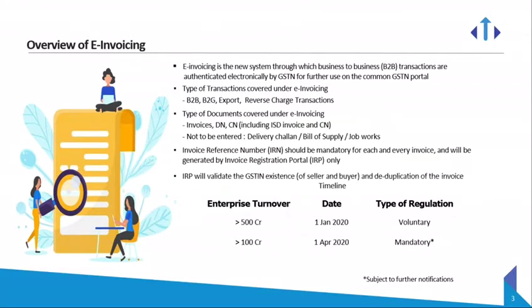In e-invoicing, the government has identified one IRP portal, which is known as the Invoice Registration Portal, that is being handled by NIC, on which all the invoices will be uploaded. After the uploading of invoices, it will give you an IRN number, which is called the invoice reference number, along with the QR code. That QR code will be printed on the tax invoice, which we are sharing with our customer. The documents which are covered for e-invoicing are invoices, debit notes, and credit notes.